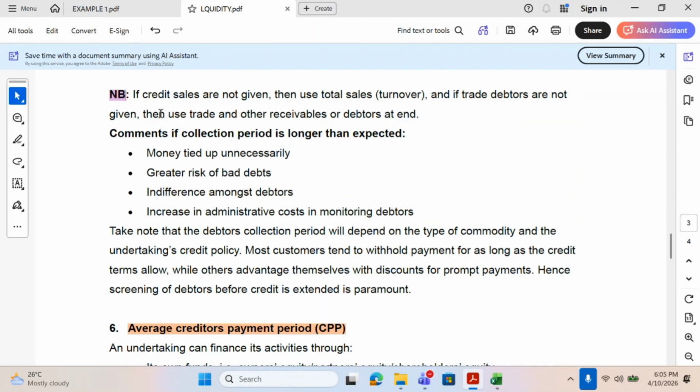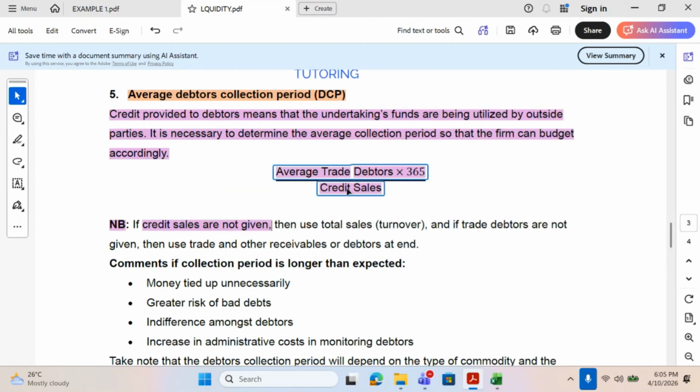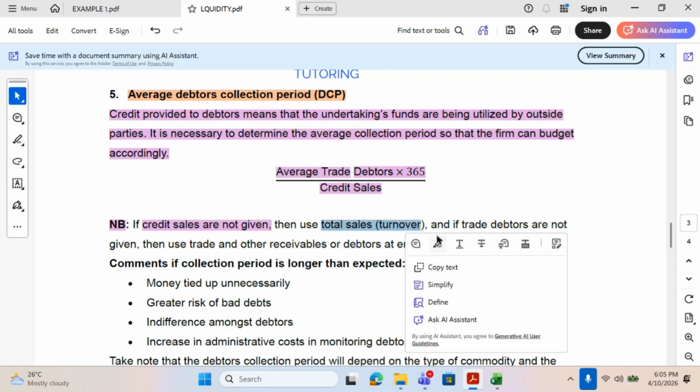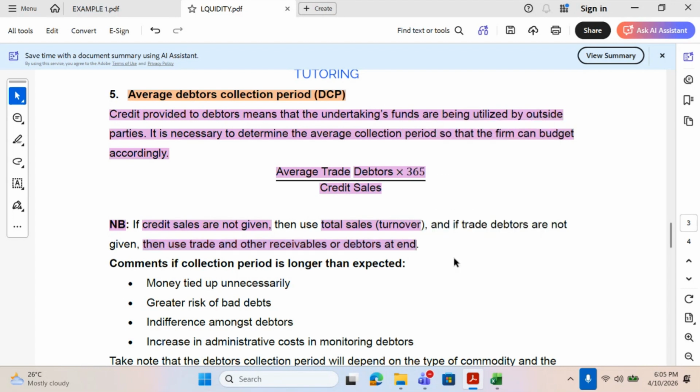NB, which means this is very important, something that we need to be careful of. If credit sales are not provided in the formula, you can see there that we have credit sales there, then use total sales, which is turnover. And if trade debtors are not given, then use the trade and other receivables or debtors at the end.